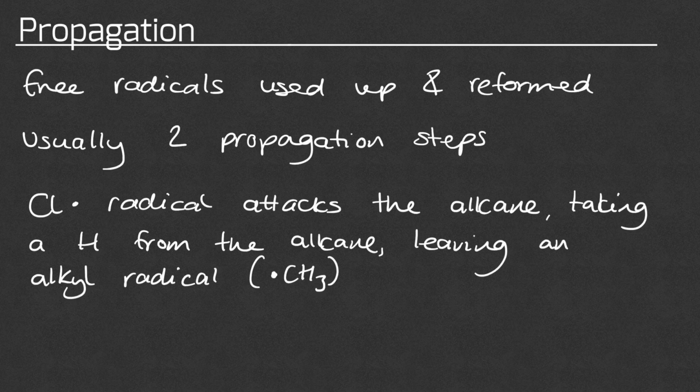What happens in the first propagation step is that a chlorine radical will attack the alkane, it will take a hydrogen from the alkane, leaving an alkyl radical. So it might be, for example, a CH3 radical. An alkyl radical just means the alkane which has now been turned into a radical.